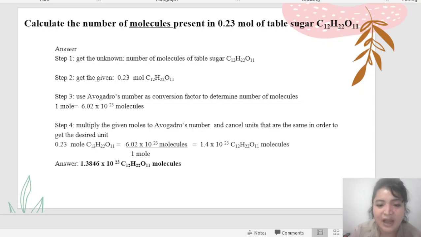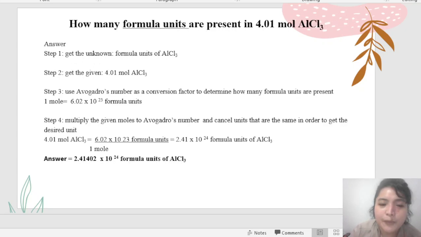As a result, our answer is 1.40 times 10 to the 23rd power, or in our calculator, we have 1.3846 times 10 to the 23rd power. Now, it depends on the teacher how many digits or how many significant figures you are going to put as your final answer. What if the problem is asking for formula units?